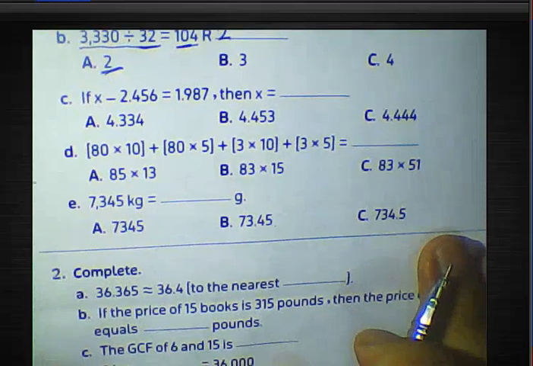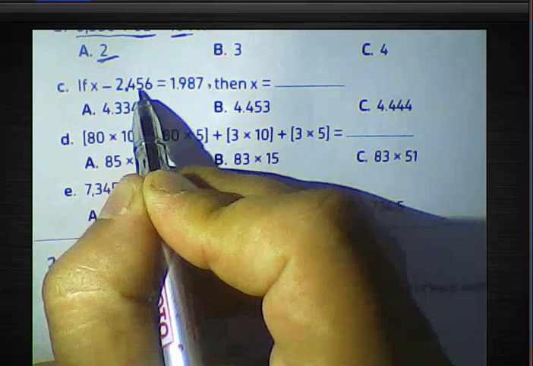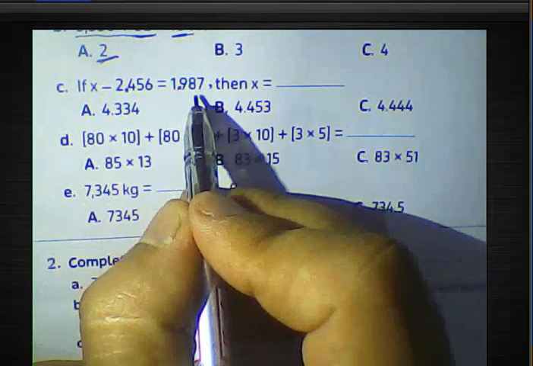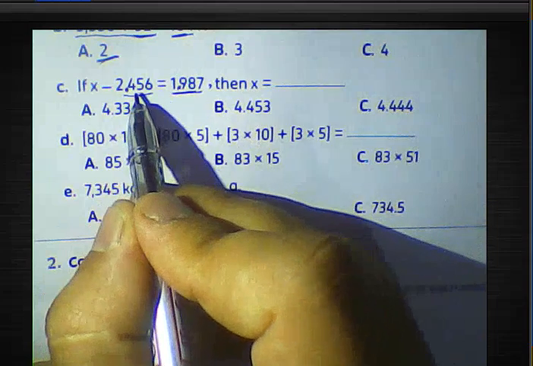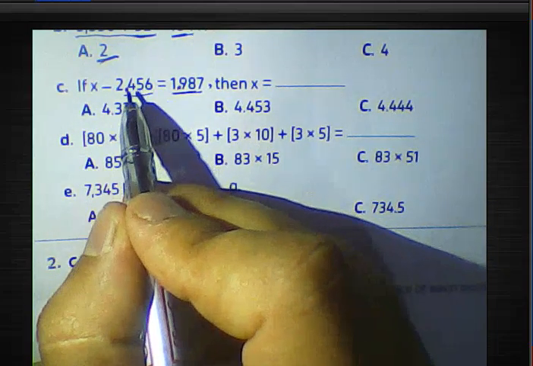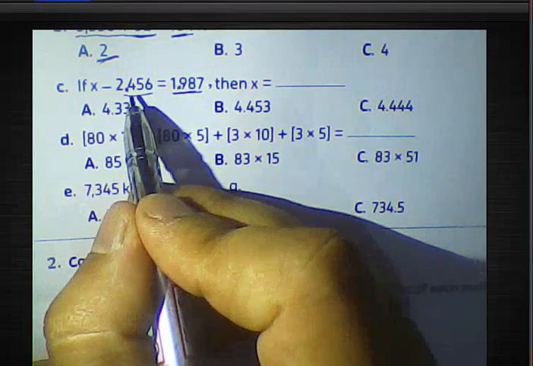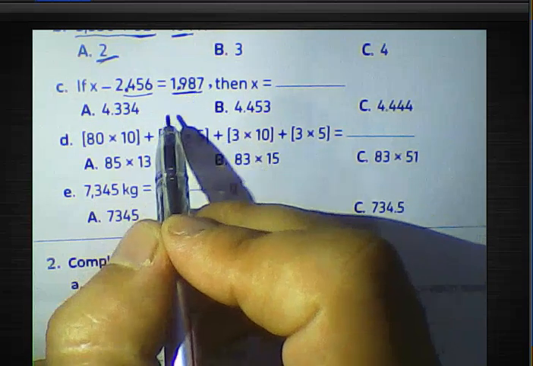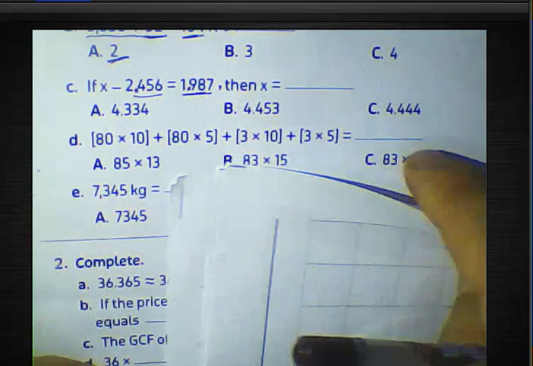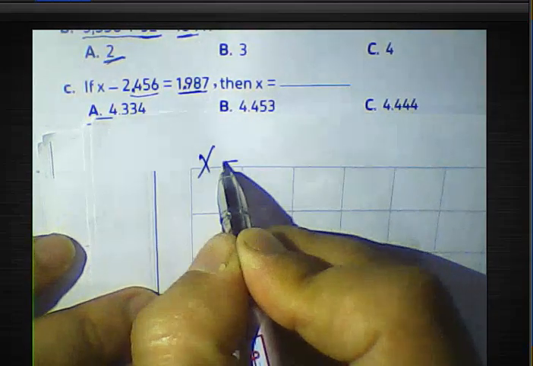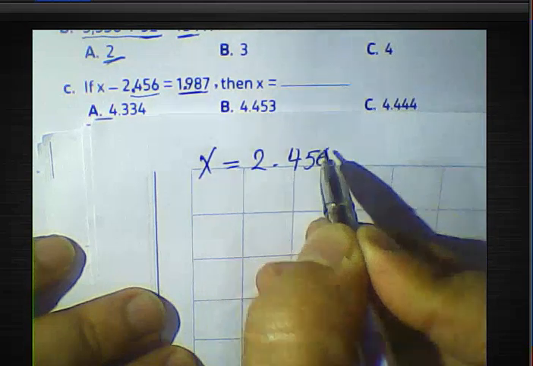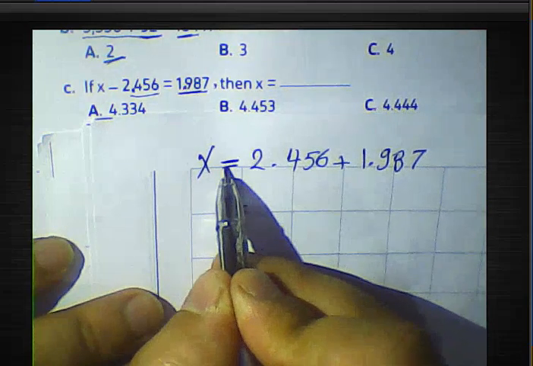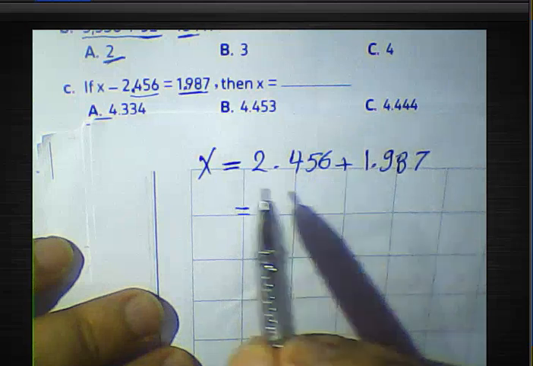Question letter C. If x minus 2.456 equals 1.987, then x equals what? We will add the difference to the subtrahend. Here x is the minuend, this number is the subtrahend, and this is the difference between them. So we must add the two numbers to find x. x equals 2.456 plus 1.987. Again, we must find the greater number.